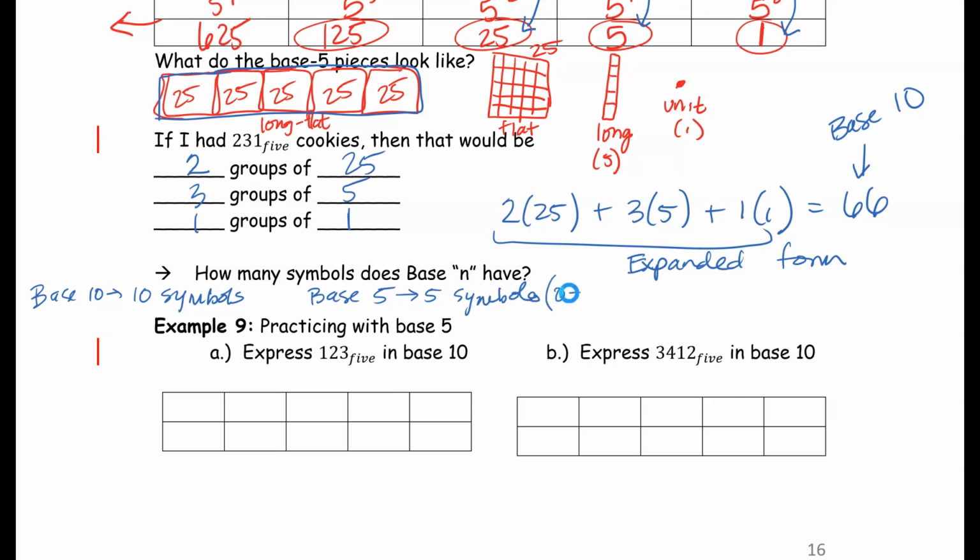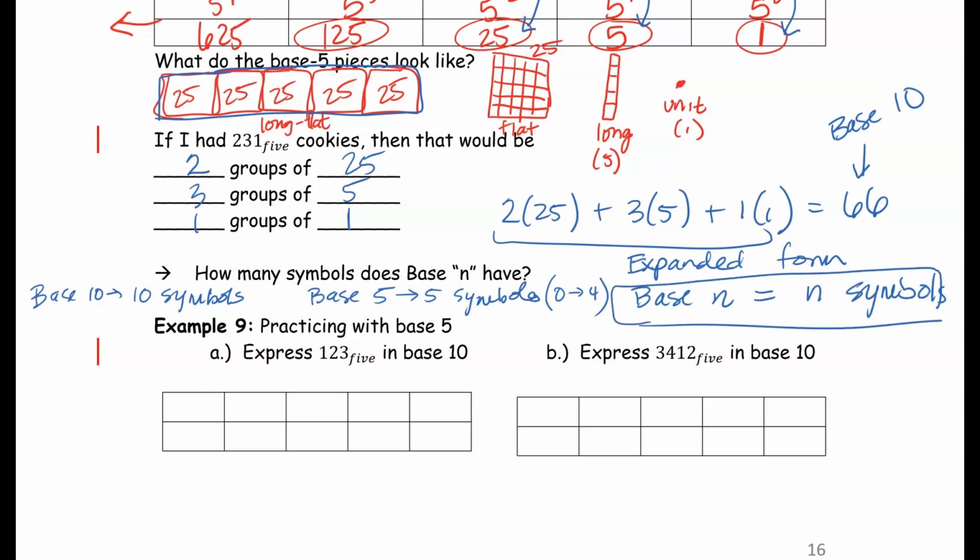And that was 0 through 4. Okay, so base n, whatever the base, is going to have n symbols. Whatever number the base is, that's how many symbols it's going to have. So let's practice in base 5.